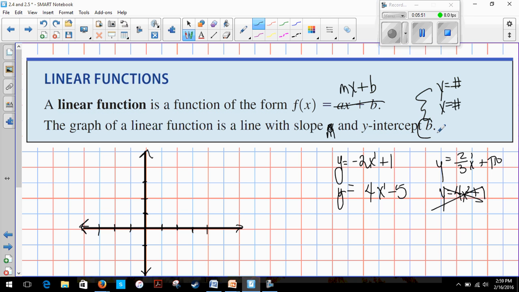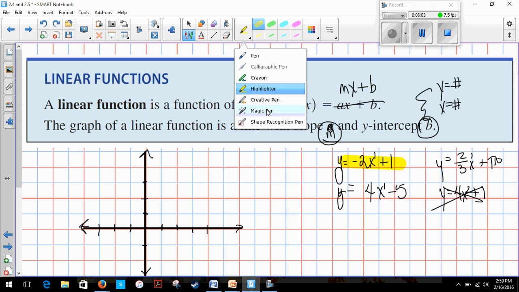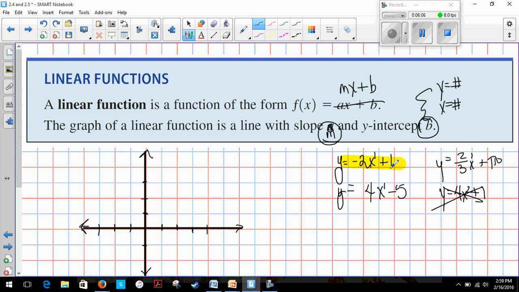You can begin at B and move according to the slope. So I am going to graph this negative 2x plus 1. My B value is a positive 1. You start at that number on the y-axis, so I'm going to put a point right here. And then we move to the next point according to the slope.